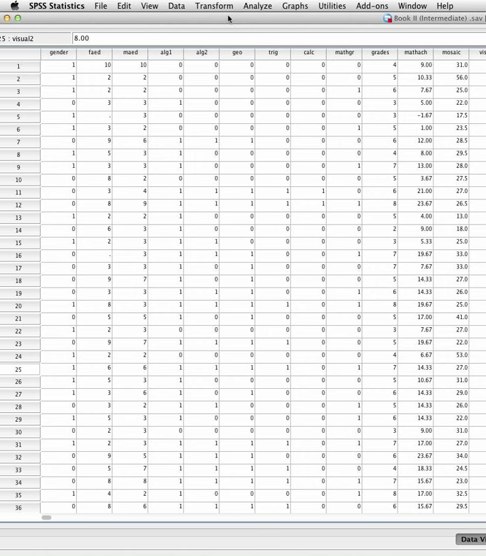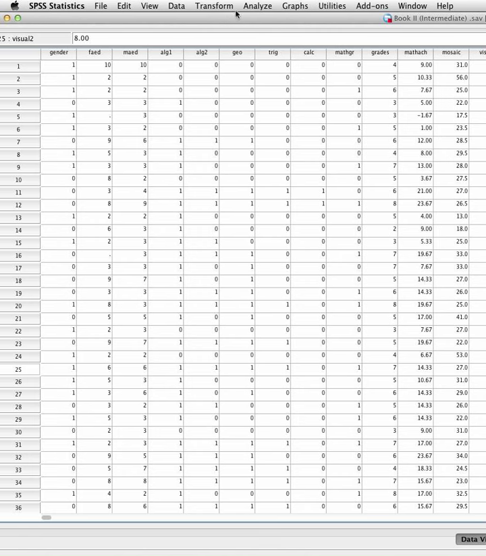So this analysis will be done to determine if there are differences in math achievement by gender, are there differences in math achievement across father's education levels, and if there's an interaction between gender and father's level of education. In other words, do males and females have significantly different math achievement scores at one or two levels of father's education, but not at another level?